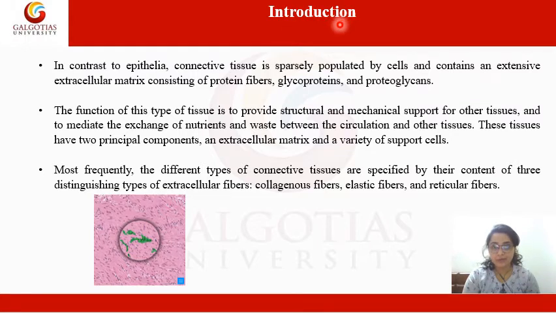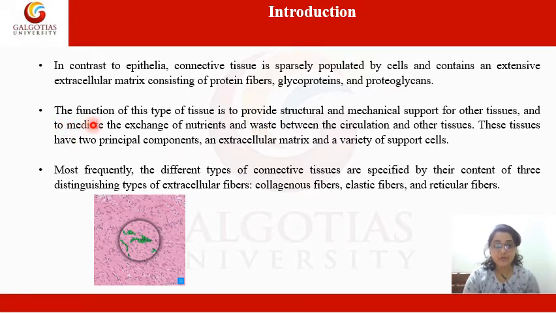Introducing the topic: in contrast to the epithelium cells, connective tissue is sparsely populated by cells and contains an extensive extracellular matrix consisting of protein fibers, glycoproteins, and proteoglycans. So connective tissue is actually quite spread out in our body. It has an extensive extracellular matrix that consists of different kinds of components, examples of which are the protein fibers, glycoproteins, and the proteoglycans.